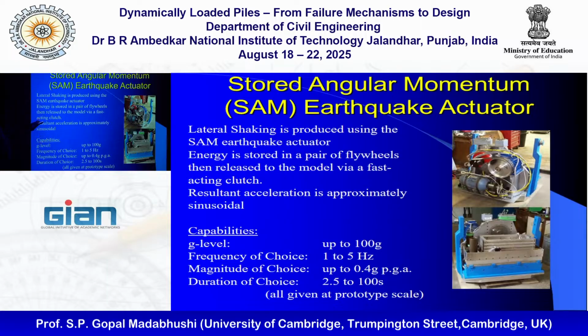And once the clutch is engaged, basically it will transfer the reciprocating motion of the rod into the shaking of the box. Because it's so simple, it can work up to G levels of 100 G, no trouble. You can choose the frequency. I'm giving it in prototype scale, anywhere from 1 to 5 hertz. You can choose the size of the earthquake up to 0.4 G, and you can choose the duration of the earthquake.